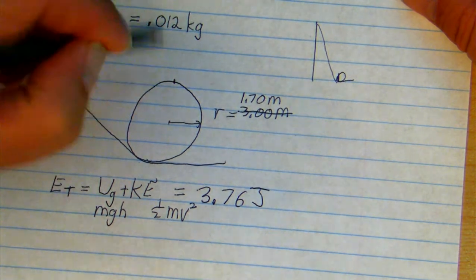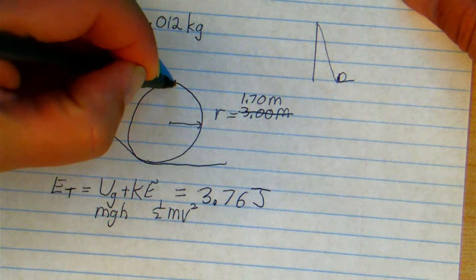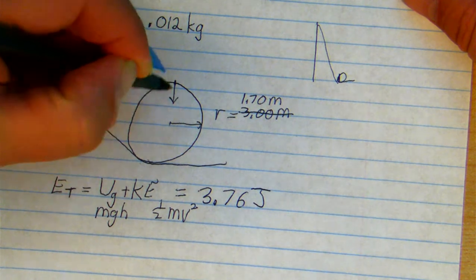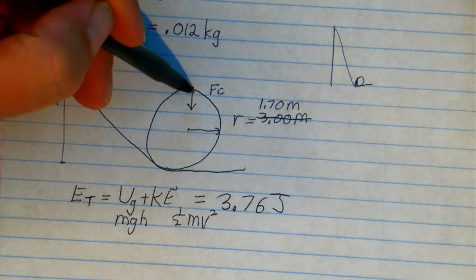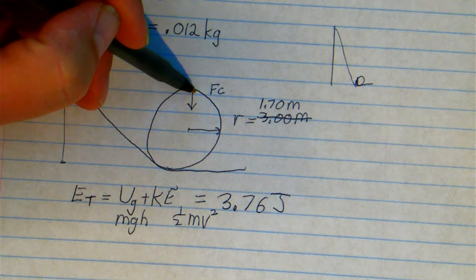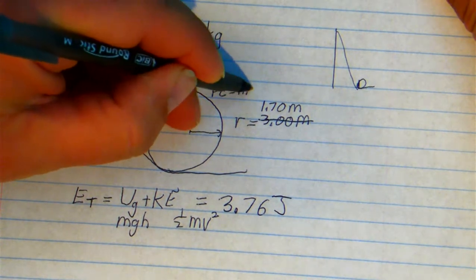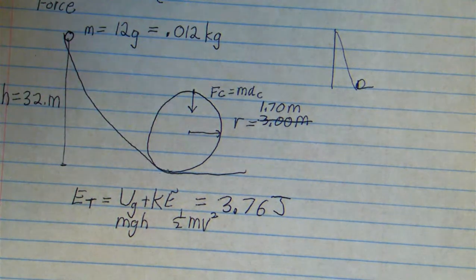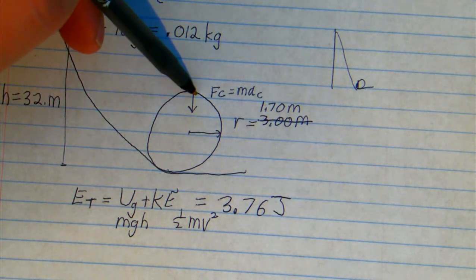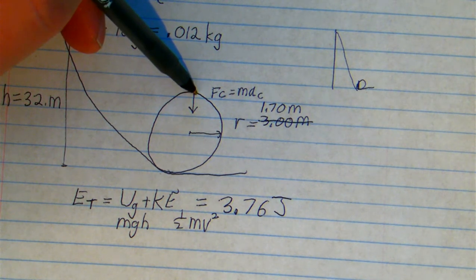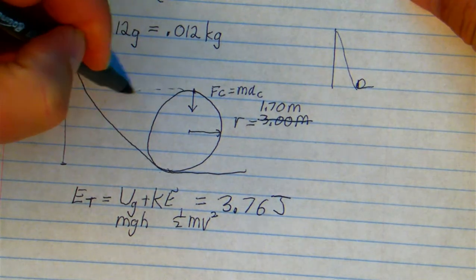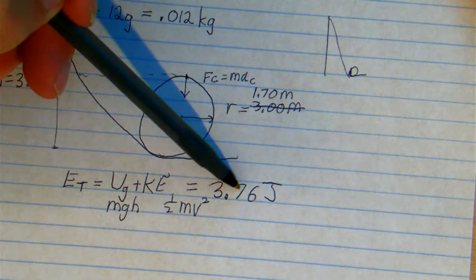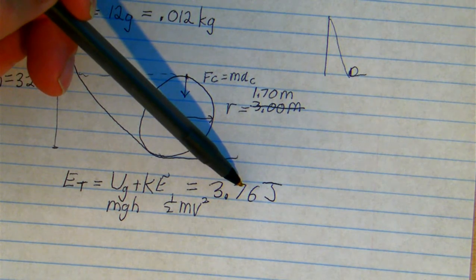let's do the top in case I run out of time. At the very top, the centripetal force would have to be pointing down. In order to know what the centripetal force is, I need to know what the speed is. In order to know the speed, I need to know its kinetic energy. The total energy is 3.76 joules.